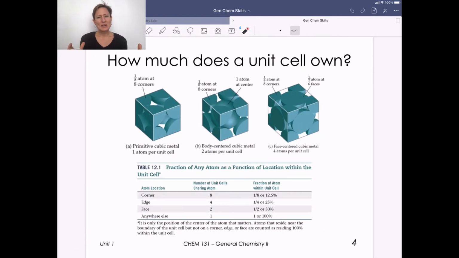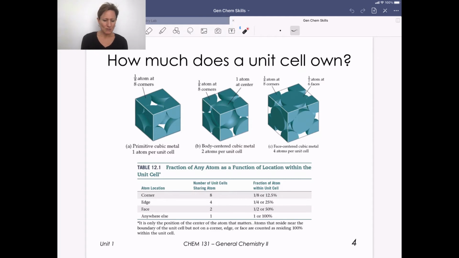So what are the things that we need to be able to think about? A lot of the problems that you're going to see relating to this skill involve counting the number of ions or determining an empirical formula. What we really need to do is identify where these atoms are. Are they corners? Are they edges? Are they faces? Or in the center? And depending on where they are determines how much of each of those a unit cell owns.